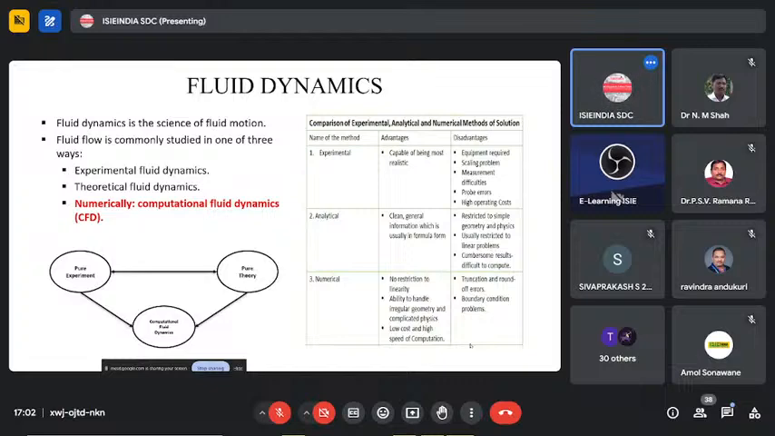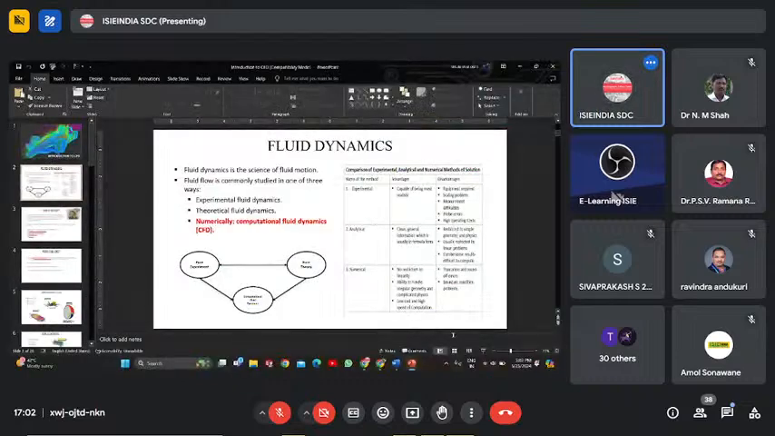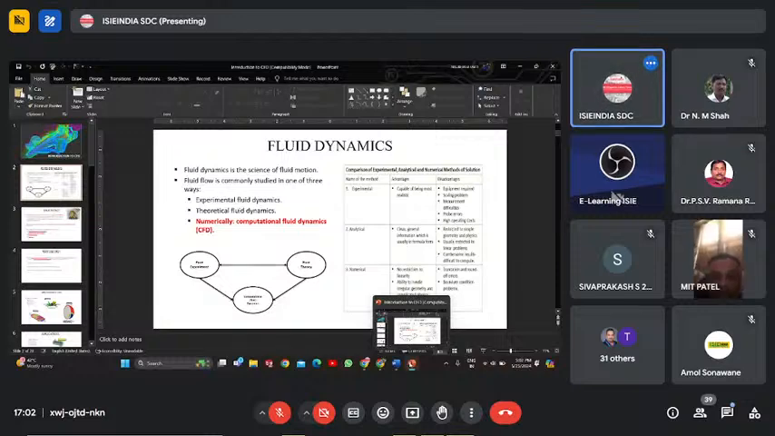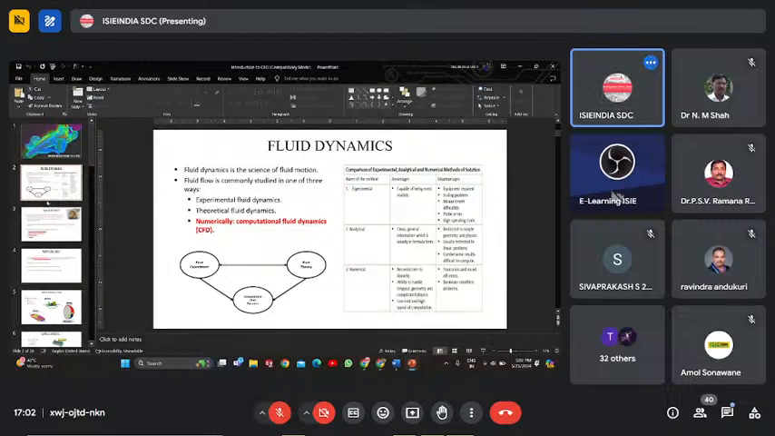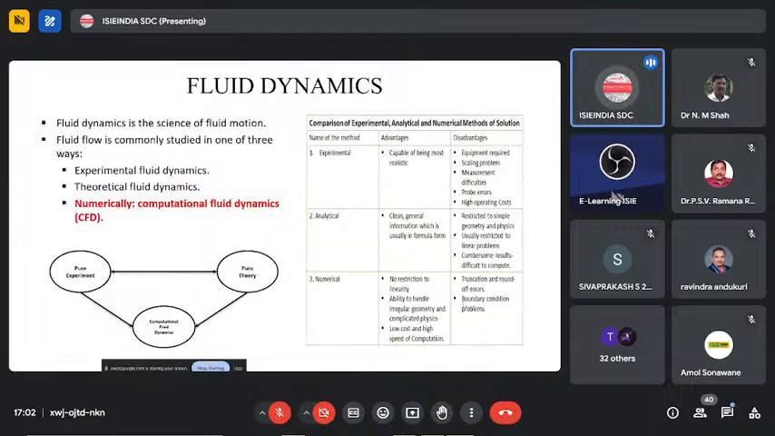So in the experimental way, this basically involves real life experiments. In experimental fluid dynamics, we see how the fluid behaves in real life. It is very realistic, but on the other hand, it is very expensive and tricky to measure the data accurately.